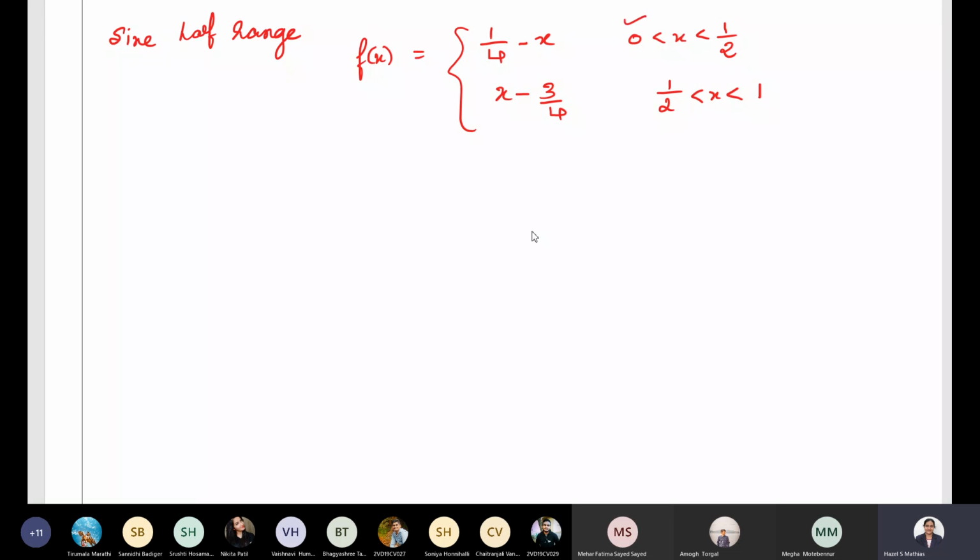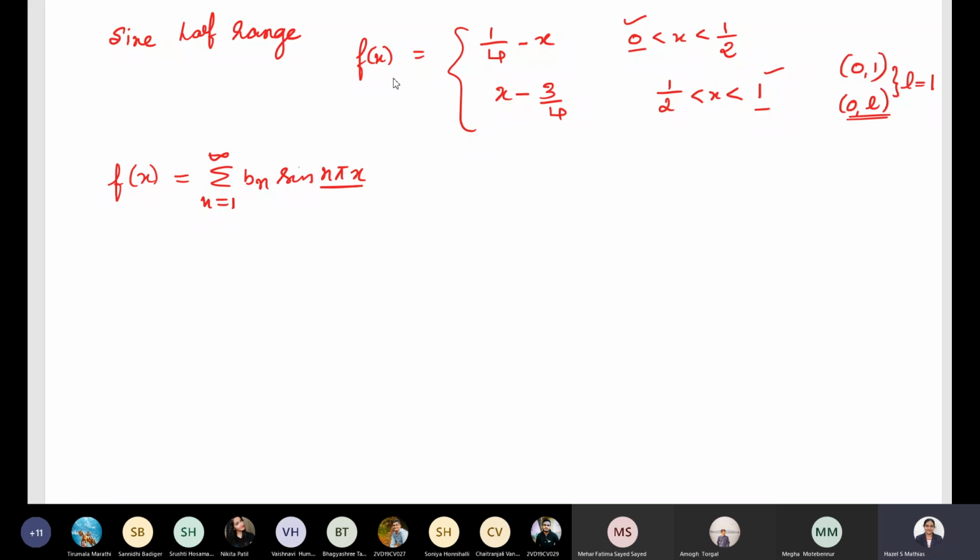And check f of x is defined in the interval 0, 1. Half lies between 0 and 1. It is split into two parts, but you can say that f of x is defined in the interval 0, 1. Now compare that with the half range. Our half range interval is 0, L. So on comparing, we get L value to be equal to 1. So what is the corresponding sine half range series? f of x is equal to summation n equal to 1 to infinity bn sine n pi x by L.